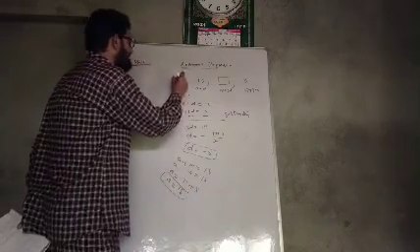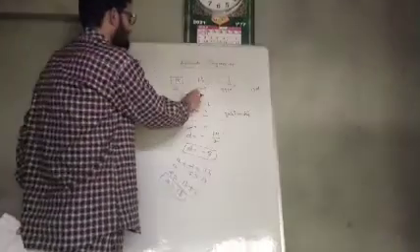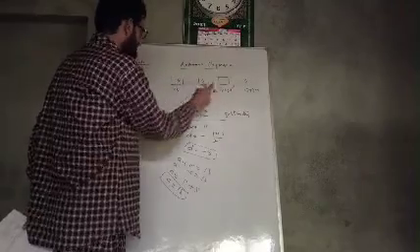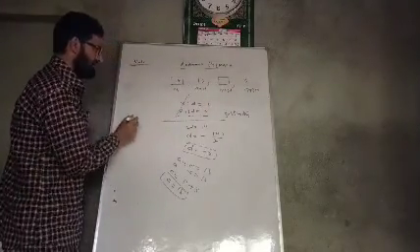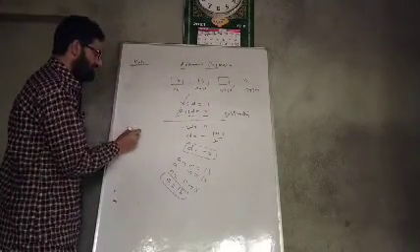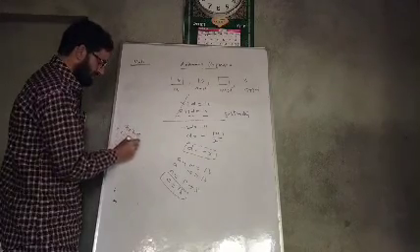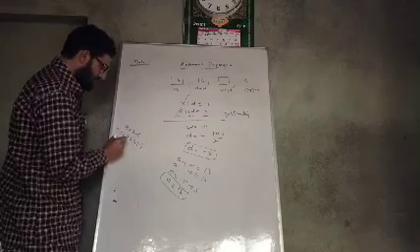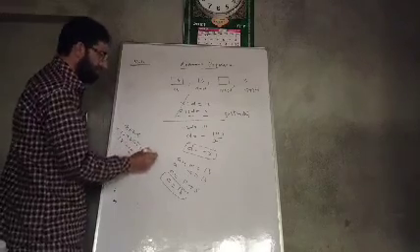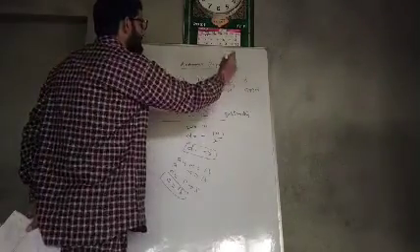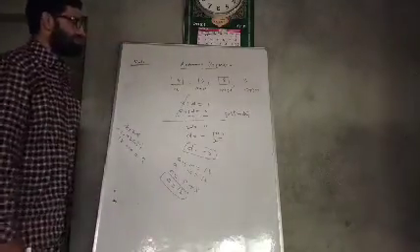Now here the first term is 18. The second term is 13. Now what is the third term? This is to be determined. A plus 2D. A is 18 plus 2 into minus 5. So 18 minus 10, that is 8. So the third term is 8. This is how it goes.